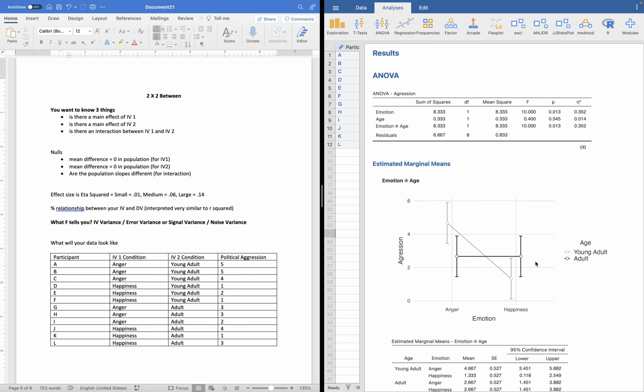I take that out to the next step, right? What am I going to conclude in my conclusion? I'm going to say, look, old people have a level of political aggression that can't really be messed with. We are old. We've been around.